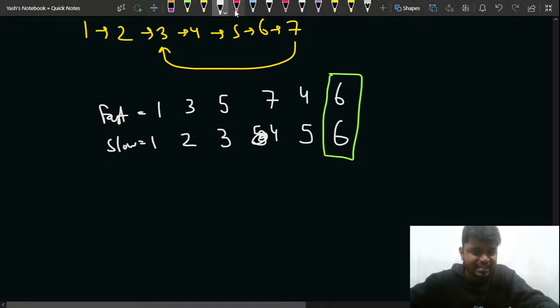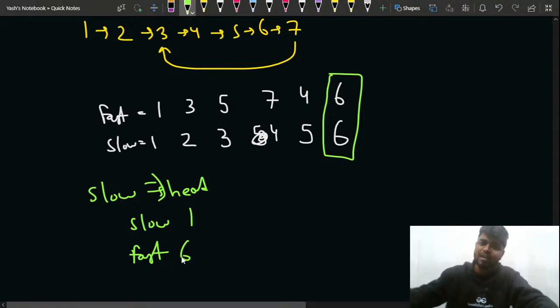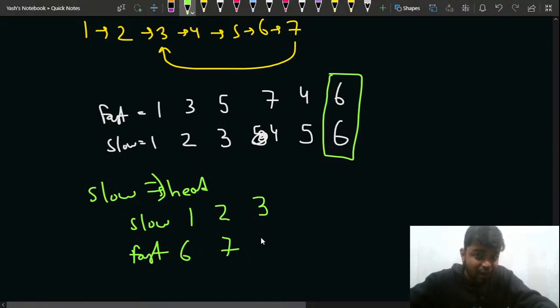Now the thing is that how will you find it further? What you will be doing is, you mark your slow to the head. You say that slow is nothing but head. So now let's say slow is equal to 1, and keep your fast at the same point. So fast will be at 6. Now you move both of them by 1. So you move slow by 1, so slow moves to 2, fast moves to 7. Then you move slow by 1, so slow moves to 3, and fast moves from 7 to 3.